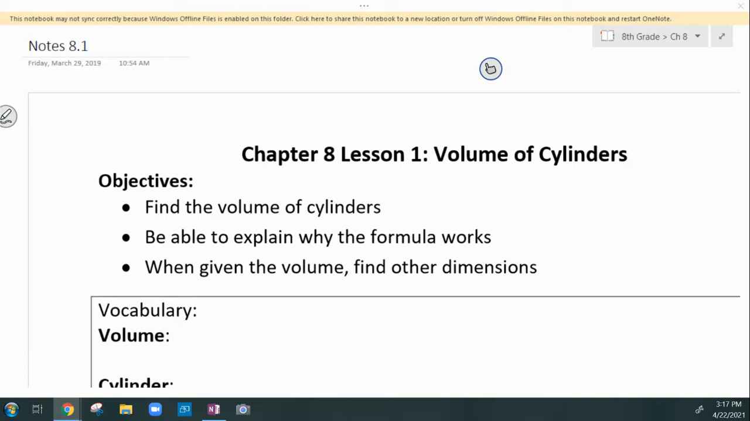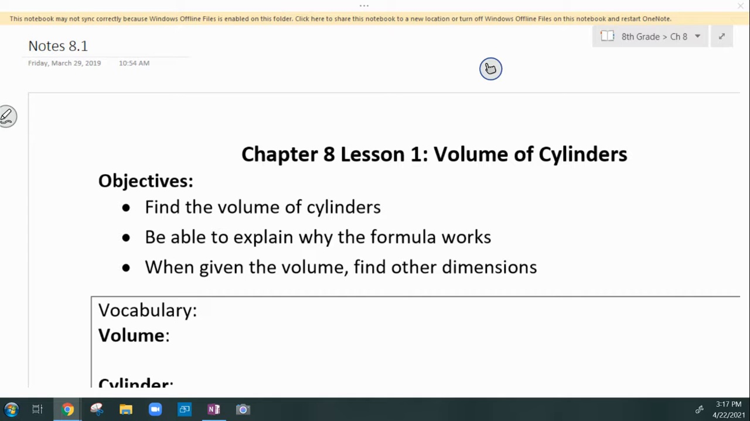And volume is simply the space an object takes up. It's three-dimensional space, and it's measured in cubic units. All right, measured in cubic units. So real quick, we're going to be focusing on volume of cylinders. So a couple things you need to know.